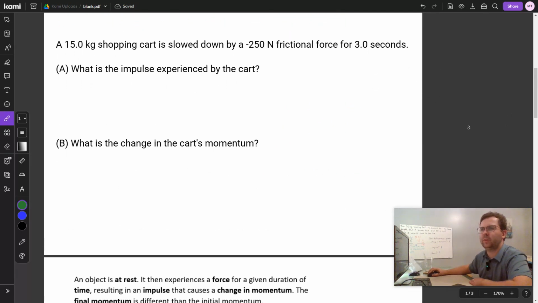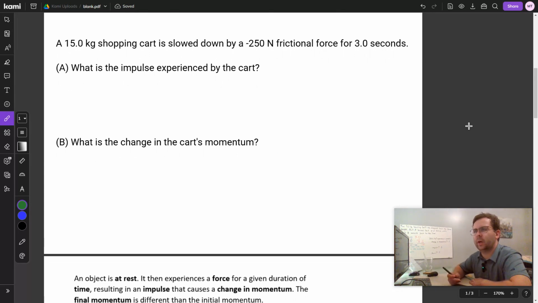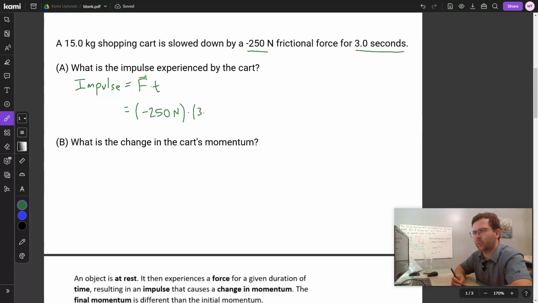So here we have a 15 kilogram shopping cart being slowed down by a negative 250 Newton frictional force for 3.0 seconds. What is the impulse experienced by the cart? Well, we just talked about impulse is equal to force times time, Ft. And so that's going to be negative 250 newtons times 3.0 seconds.